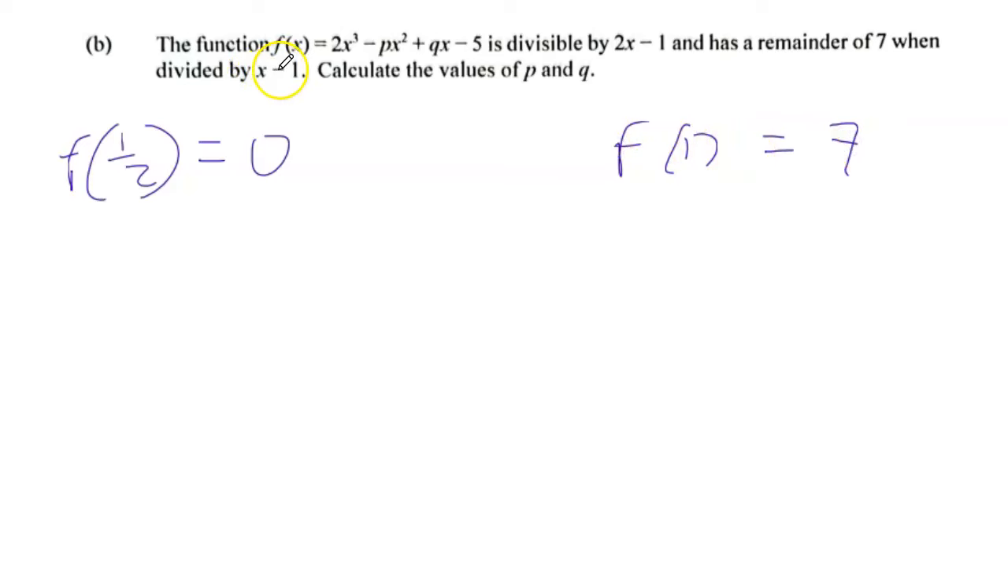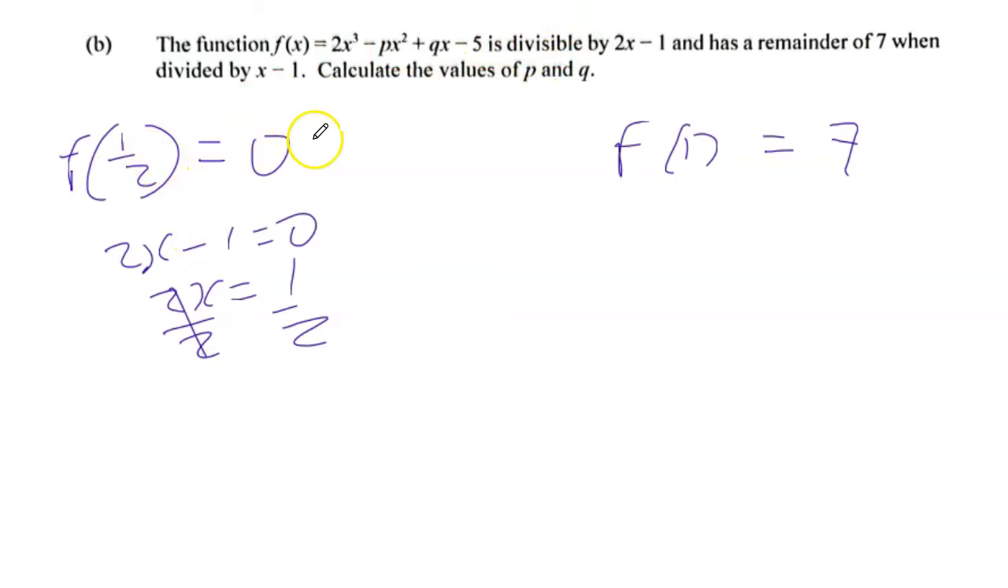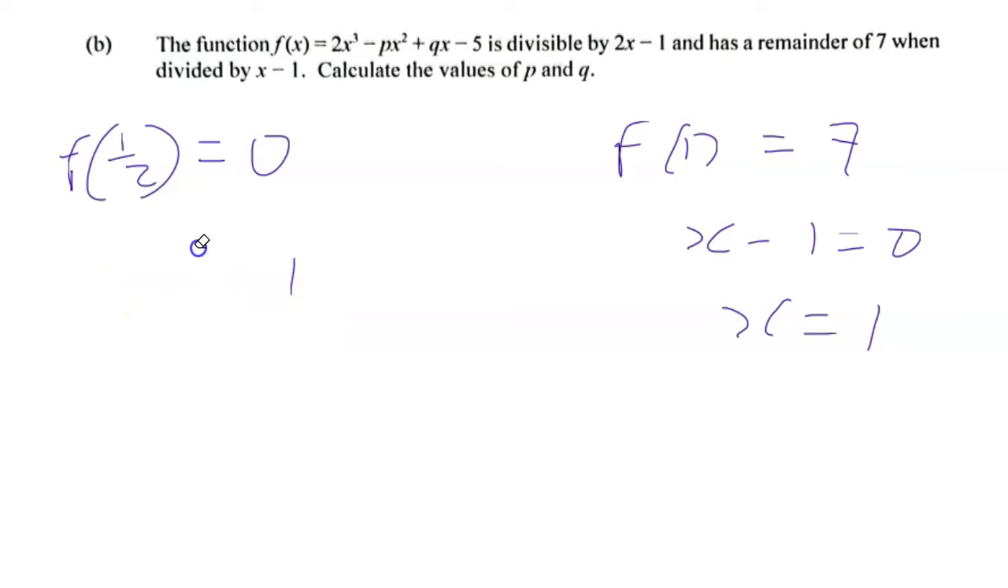And in terms of how we get the half and the 1, if you equate 2x minus 1 to 0 and solve, you get 2x equal to 1. Divide by 2, you get x equal to half. So f of half leaves no remainder since it's divisible, so we have 0. The other one, x minus 1, if you equate to 0 and solve, you get x equal to 1. Hence why we're using these values, half and 1. Alright? So f of half is 0, f of 1 should be 7. That's remainder slash factor theorem combined.